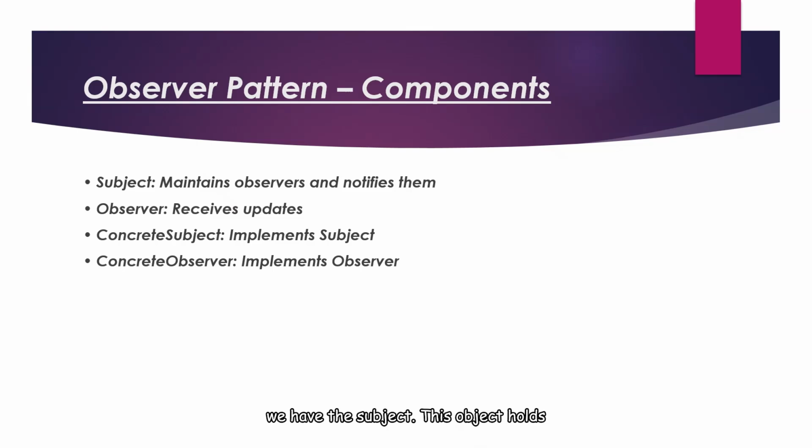First, we have the subject. This object holds the state and maintains a list of observers. It provides methods to add, remove, and notify observers. Next, the observer, an interface or abstract class that defines the update method, which is called when the subject changes. Then comes the concrete subject, an actual implementation of the subject interface containing the real business logic and state. And finally, concrete observers. These are specific implementations of the observer that update themselves when notified. By separating these responsibilities, we achieve low coupling and high flexibility.